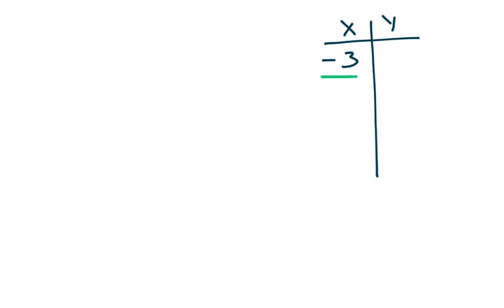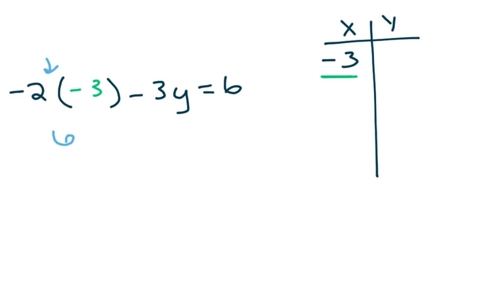We're going to start by saying -2 times our -3, which is the x value that they gave us, like this. All we've done is substitute in -3 for our x value. We're now going to multiply here because we've got these two things right beside each other, and that's usually implied multiplication. So -2 times -3 is 6. We're going to bring down all of our other information. So 6 minus 3y equals 6.